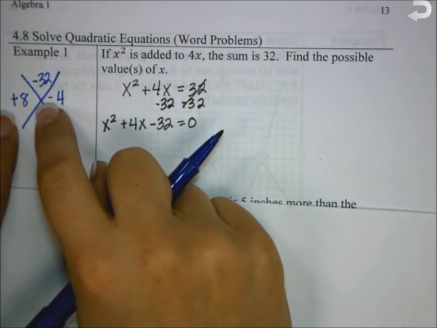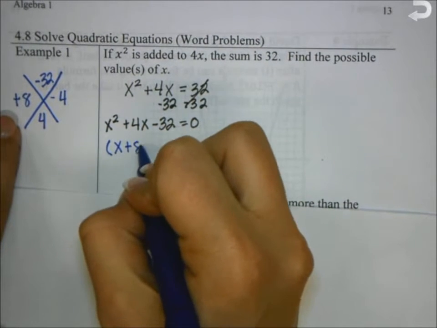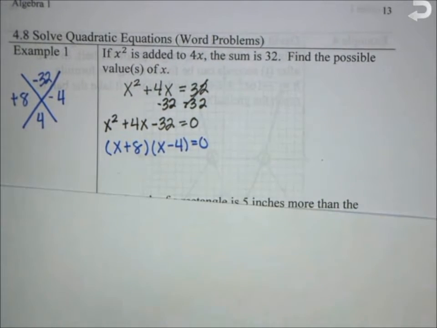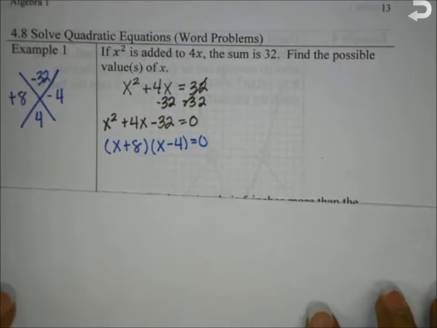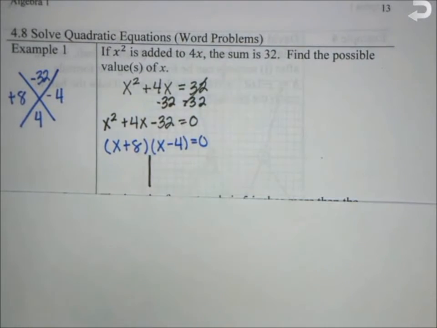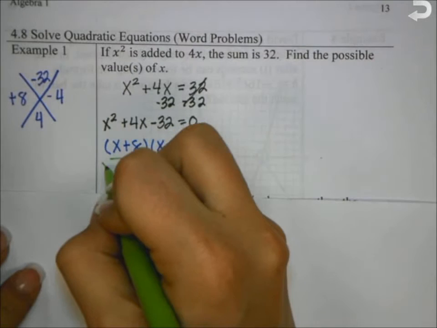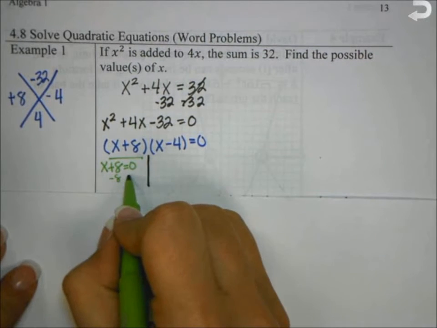So how does this factor? x plus 8 and x minus 4 equals 0. And then what? We have to set each one equal to 0. So I'm going to do the left-hand side, the green one first. x plus 8 equals 0. How do I solve for that? Subtract 8. So x equals negative 8.